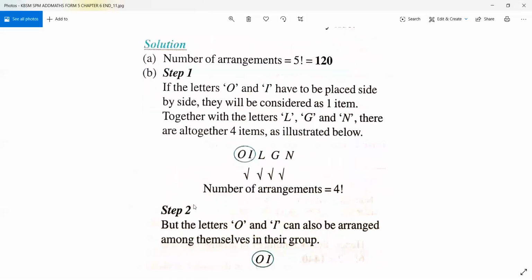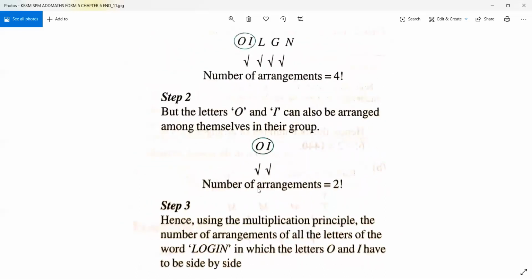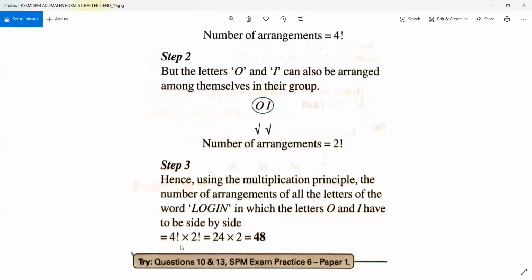Okay. But the letter O and I can also be arranged among themselves in their group. Okay, so number of arrangement is 2 factorial. Do you understand what step 2 means? Means O and I doesn't have to be OI. It can also be IO. Okay, so the multiplication principle should be applied. So 4 factorial times 2 factorial. So it's 24 times 2. The answer is 48.